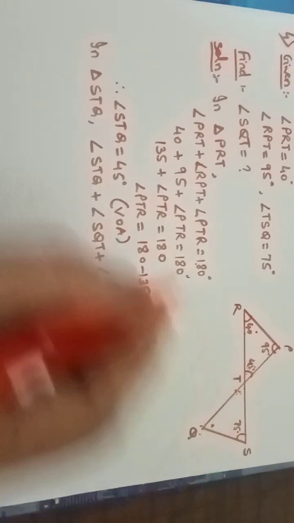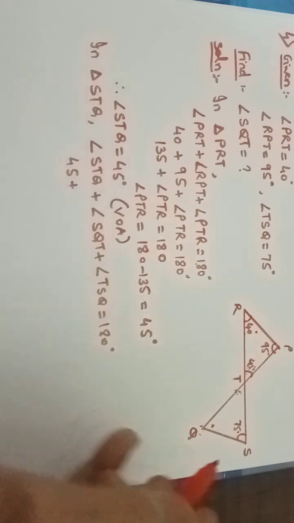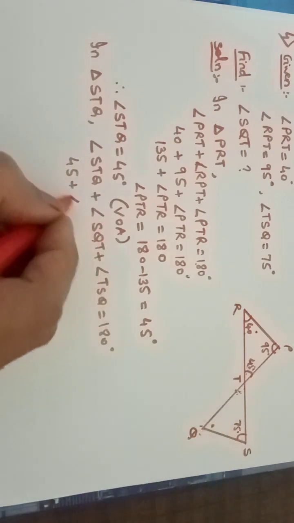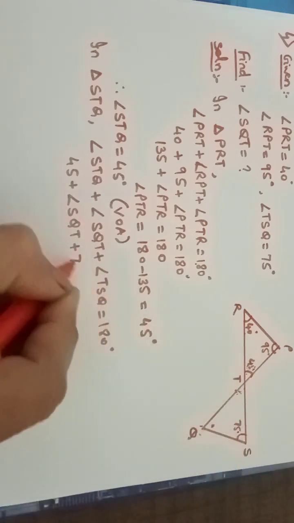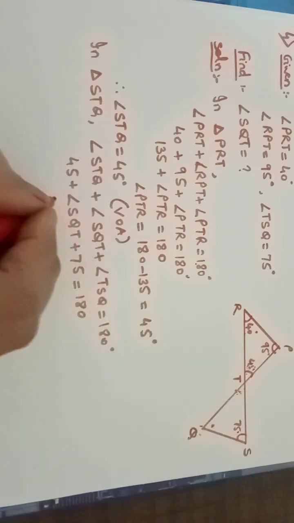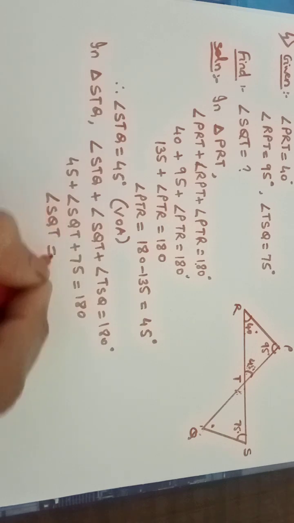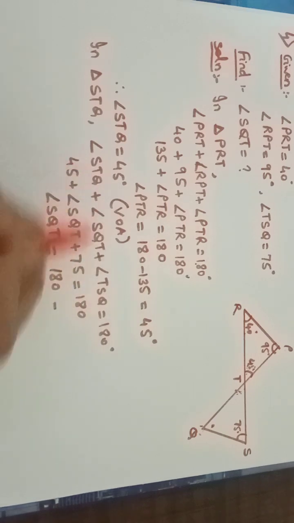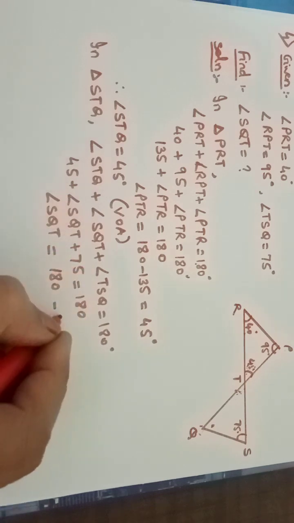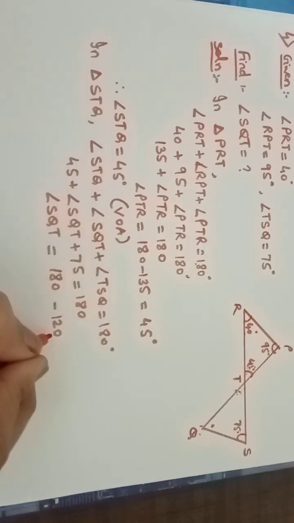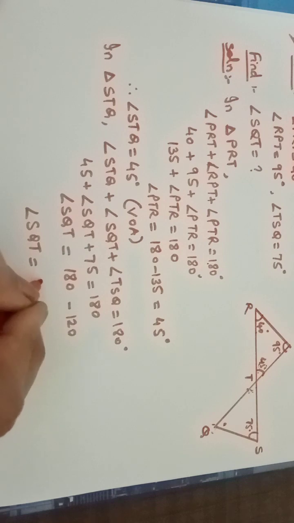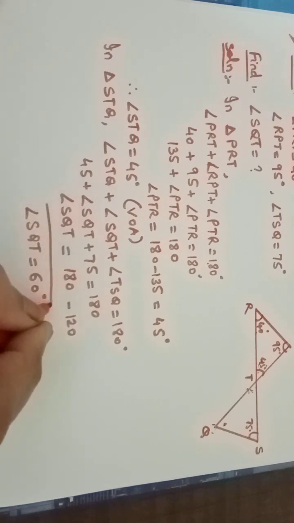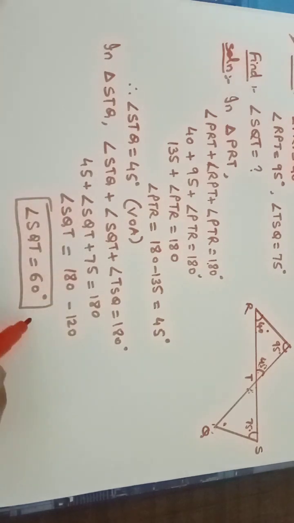Now STQ is 45, plus SQT we don't know, so we'll write as it is, plus TSQ is 75, equals 180. So angle SQT equals 180 minus, 45 plus 75 is 120. So this 120 I took on this side. So we will get the sum as SQT equals 180 minus 120 is 60 degrees. This is the required solution.